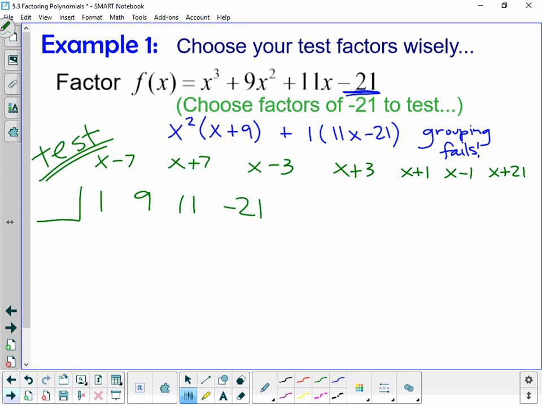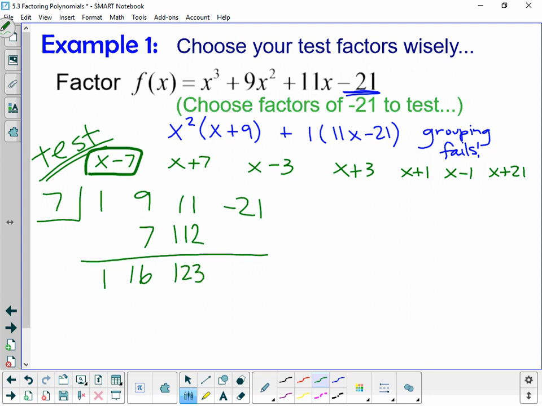So here's our polynomial's coefficients. If I wanted to test this first factor, x minus 7, I would use the root 7. And if we divide that, 1, multiply it, put it in the next column, multiply it, 112, add that up, 123, multiply it. Oh my goodness, this is a big number. I need my calculator.